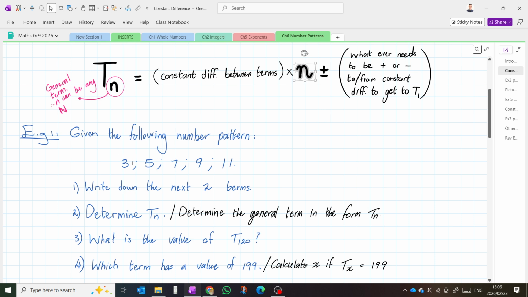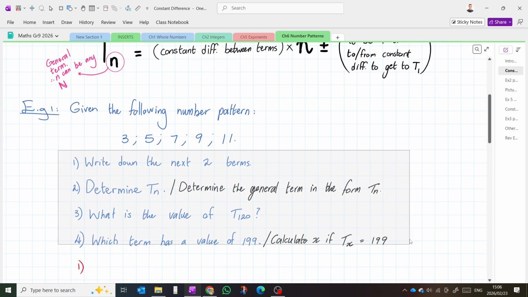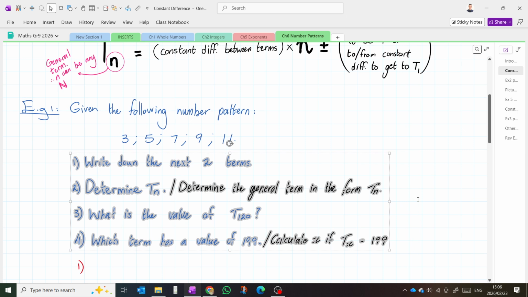I'm going to talk a bit more about term numbers and term values. Then they can ask you what the value is of term 120. They can give you any number here. This is just the number I picked. And then they can also ask you the opposite question, to which they ask, which term has a value of 199? And the parts there in black are just other ways they can word the same question, but these are the four main questions that you can be asked in number patterns.